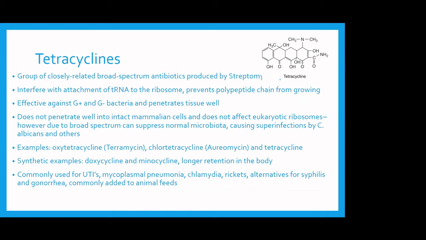We have one of the first broad spectrums we're going to talk about, tetracycline. There are a few different tetracyclines. They are produced by Streptomyces bacteria. It got cut off under the picture there, I apologize for that. What that does is it stops protein synthesis because it stops the tRNA from getting to the ribosome properly, and then it stops the amino acid chain from growing.